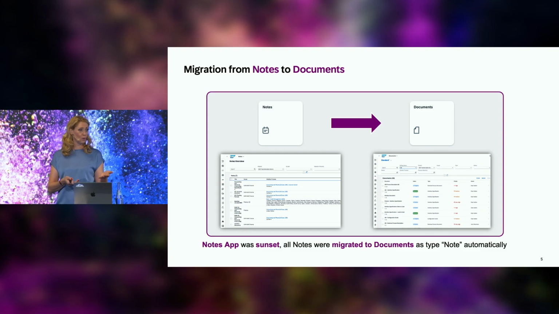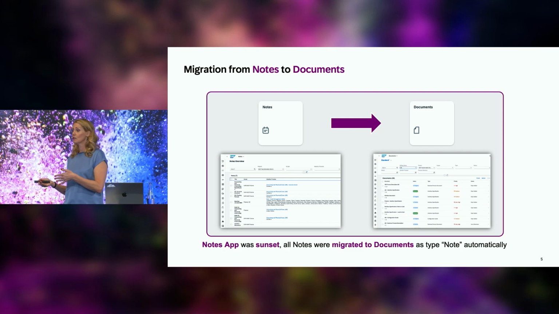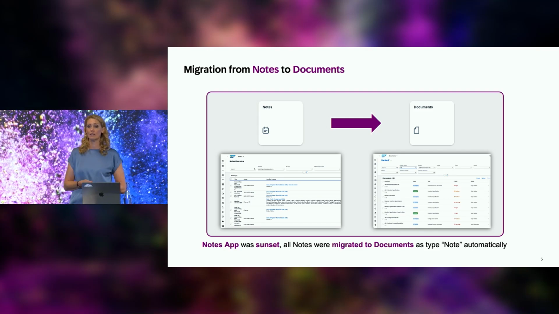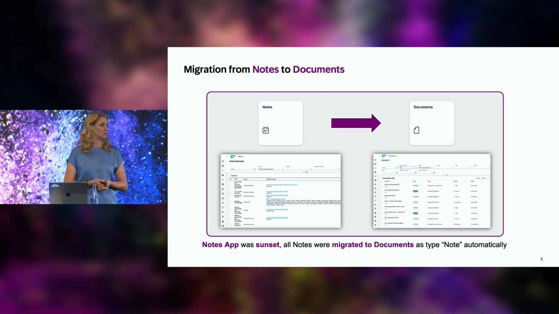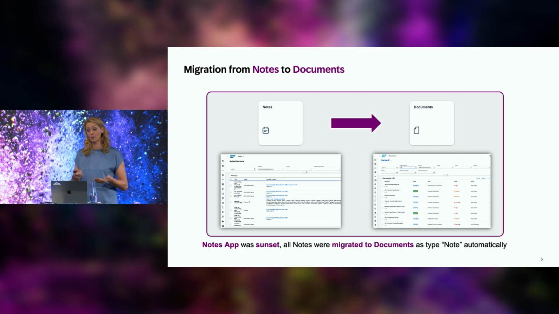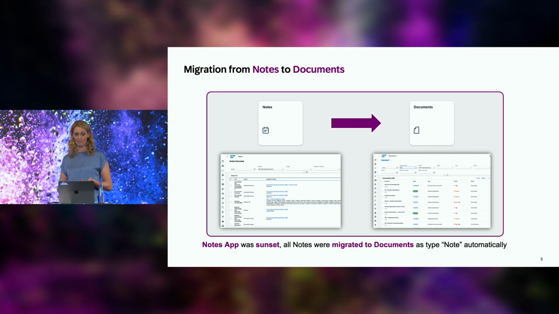And if you use the Notes, you will find in the Documents app your notes with the document type note. So you can still use a document, tag it with the type note, and then use it as before, but with much more functionality to come.